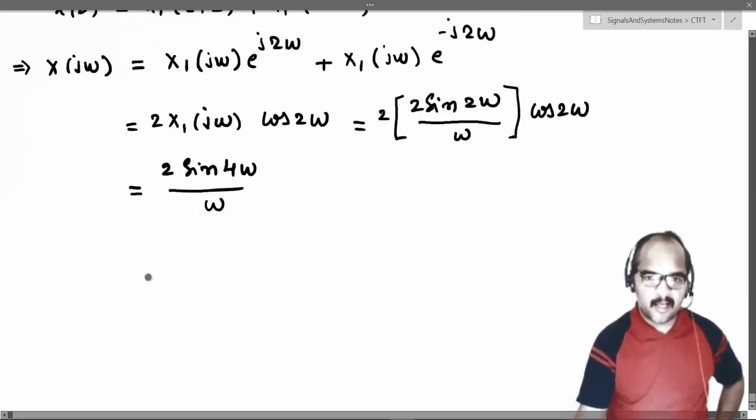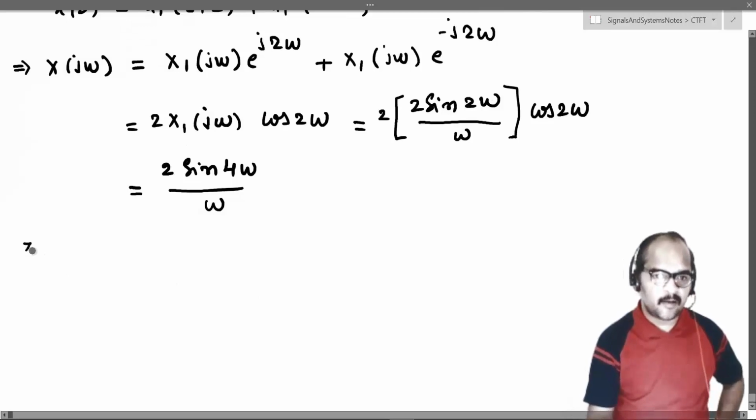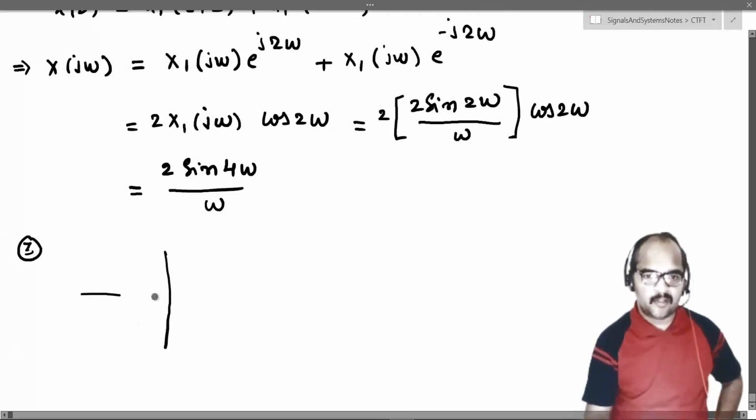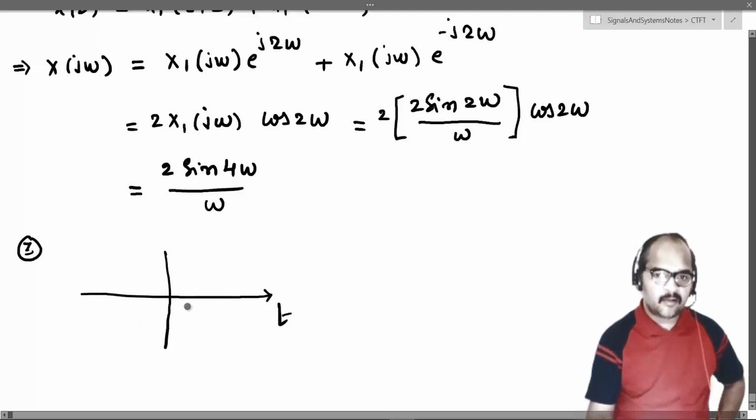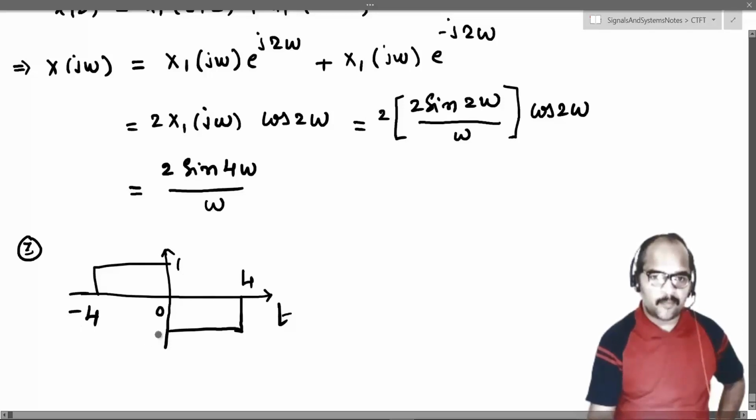As a last example, let us find the Fourier transform of this signal. This is a rectangular signal from -4 to 0 with amplitude 1, and from 0 to 4 the amplitude is -1. Let us call this x of t.